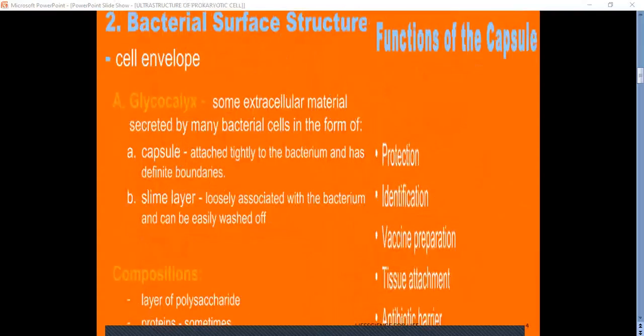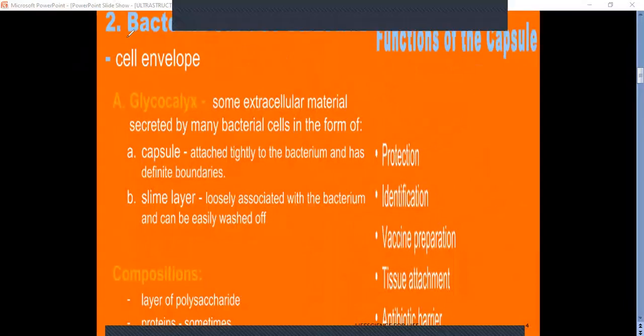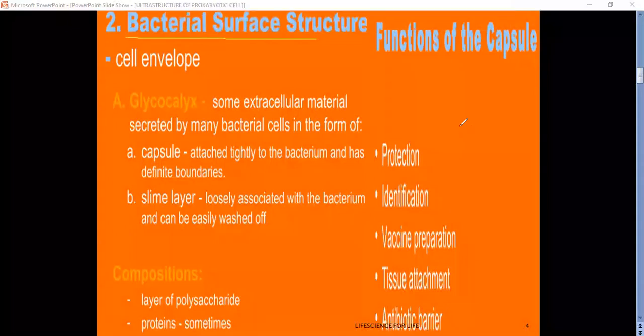Next, bacterial surface structure. Bacterial surface structure, the outermost layer of the bacteria. So if it is the cell wall, the outermost layer of the cell wall is called the cell envelope, nothing but the glycocalyx. Some extracellular material is secreted by many bacterial cells in the form of a capsule. So the cell wall produces some extracellular materials to make this capsule, and it is a slimy layer.